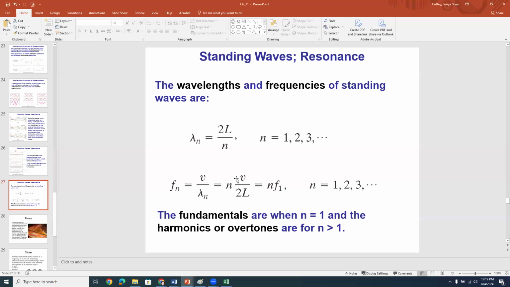Now, if we call v over 2L the fundamental frequency, f1, then we can see that n times f1 gives us the frequencies of the other harmonics, okay? So here n equals 1, 2, and so on and so forth. Remember, the fundamental is when n equals 1, and the higher harmonics, or overtones, are for n greater than 1. Okay, so that's the deal there.